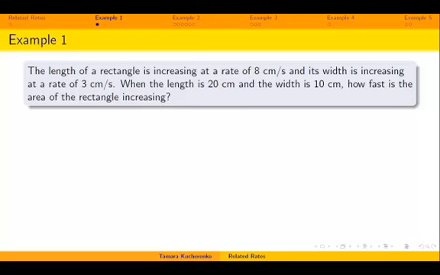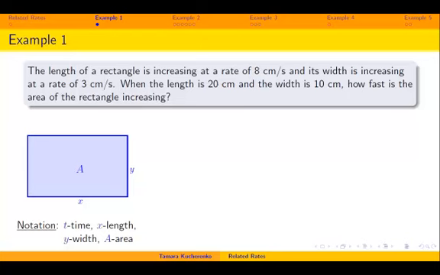The first step is to draw a diagram and choose variables for any related quantities. We draw a rectangle and denote its length by x, its width by y, and its area by A. As usual, t stands for time. In this problem, the length, width, and the area are functions of time.